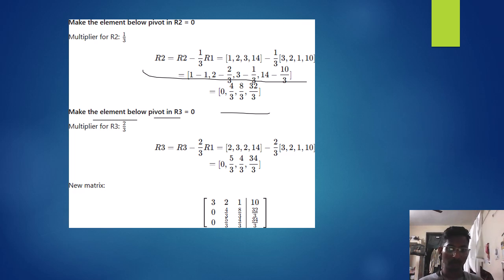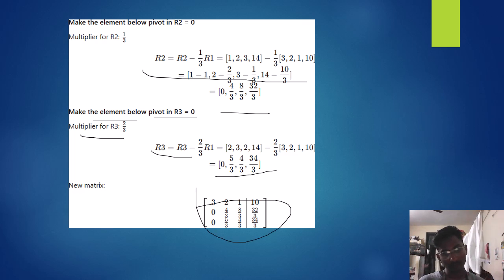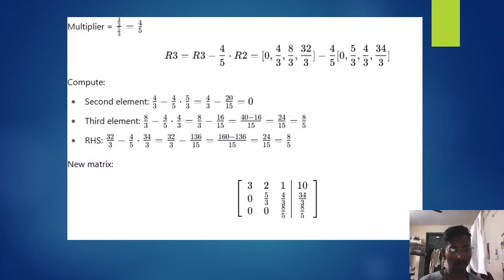Make the element below the pivot in R3 equal to 0, multiplying R2 by 2 by 3. So R3 is equal to R3 minus 1 by 3 of R2, so the value is 0. The final matrix is this. The multiplier is 4 by 3 divided by 5 by 3, so 4 by 5. So R3 is equal to R3 minus 4 by 5 into R2.